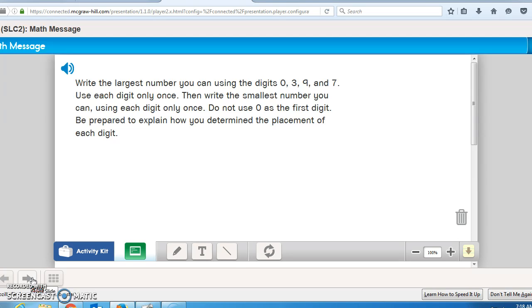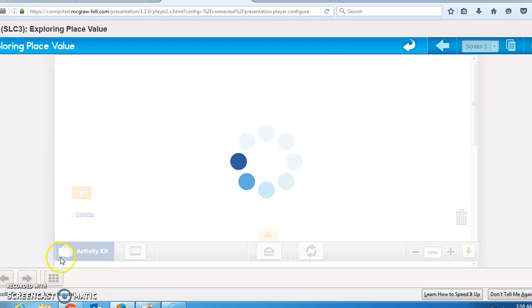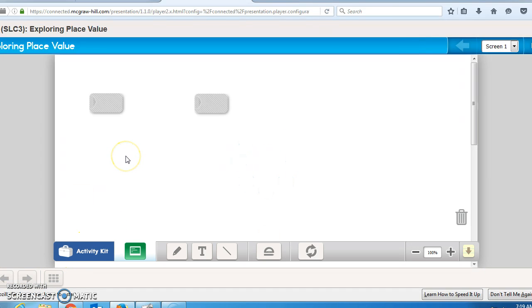I'd like you to get a whiteboard or a piece of paper out, and I want you to write the largest number you can using the digits 0, 3, 9, and 7. Use each digit only once, then write the smallest number you can using each digit only once. Do not use 0 as the first digit. Be prepared to explain how you determined the placement of each digit. When you're ready for the largest number to check your answer, go ahead and look at the following.